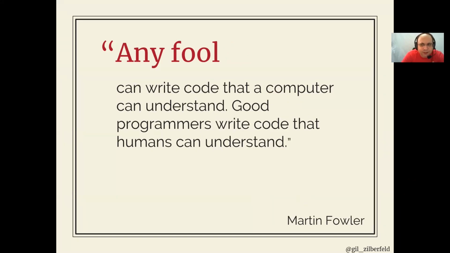Martin Fowler also talked about this. Any fool can write code that a computer can understand. Good programmers write code that humans can understand. We have tools for making the computer understand. They're called compilers, interpreters. You can write in zeros and ones, and if we do our job right, the computer will understand. But for another programmer to understand what we've meant, this is an art.